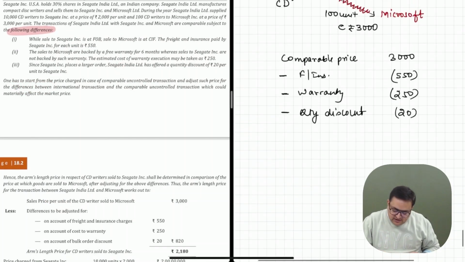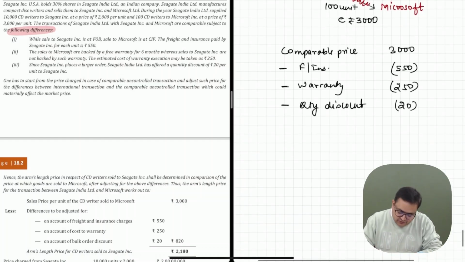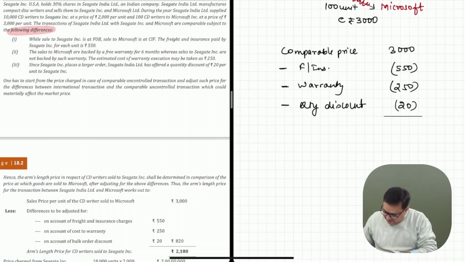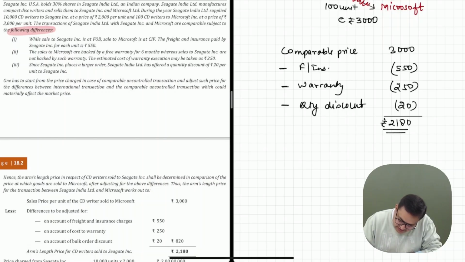Now please tell me, what is the comparable price now? The comparable price should be how much? Just subtract everything. 3000 minus 250 minus 20 minus 550. It would be how much? 2180. So 2180 is actually the ALP. It is the arm's length price.